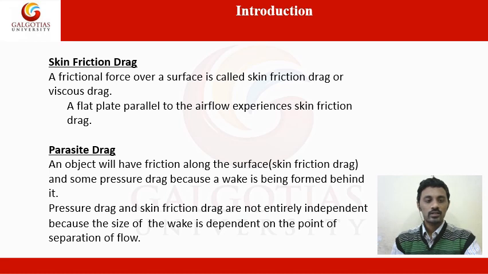So next is the parasitic drag. I already told you an object will have friction along the surface and some pressure drag because a wake is being formed behind it. Pressure drag and skin friction drag are not entirely independent because the size of the wake is dependent on the point of separation of flow. So that's all about the parasitic drag.